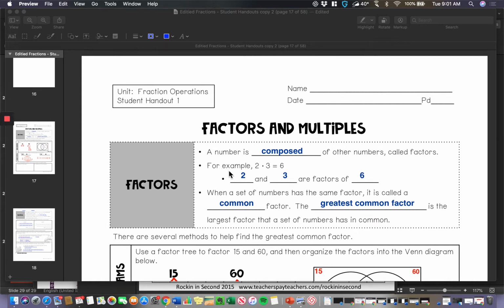So basically, when I think about factors of numbers, I ask myself, what two numbers can I use to multiply together to get another number? So what are the factors of 6? What numbers multiplied together will give me the product 6? I know 2 times 3 will give me the product 6. Those are the only factors of 6 besides 1 and 6, because any number has factors of 1 and itself. So 1 and 6 are factors of 6, and 2 and 3 are factors of 6.